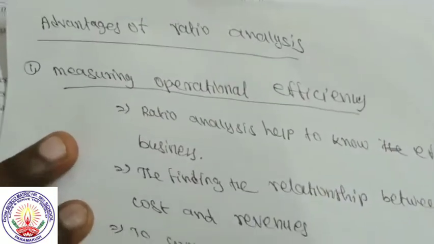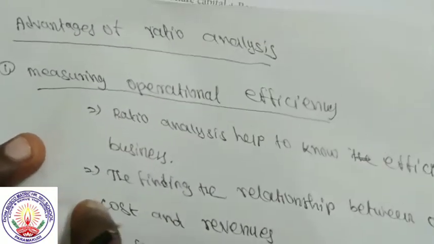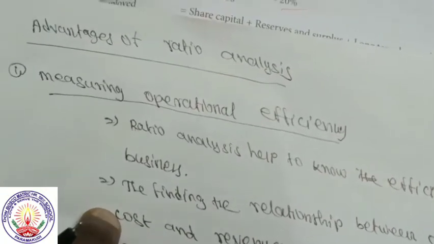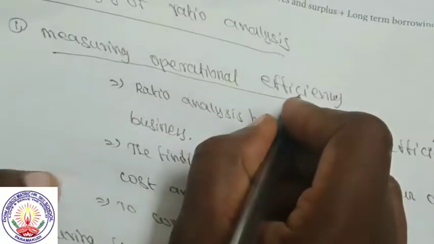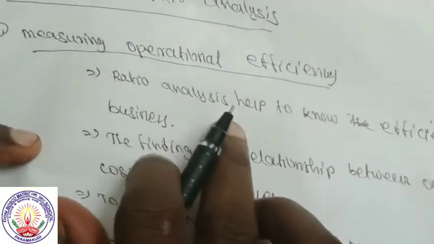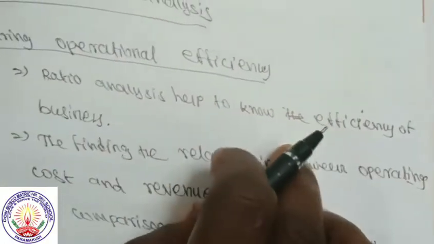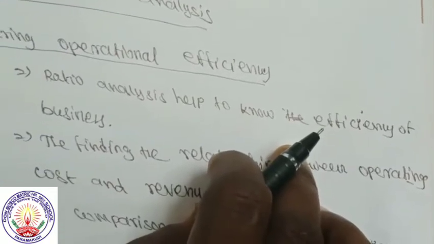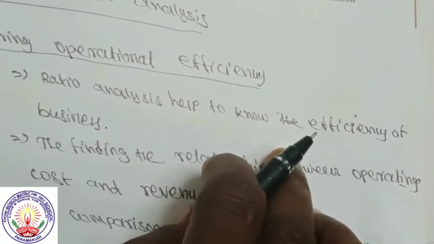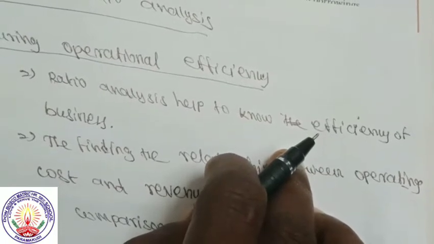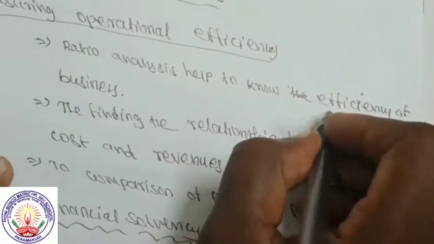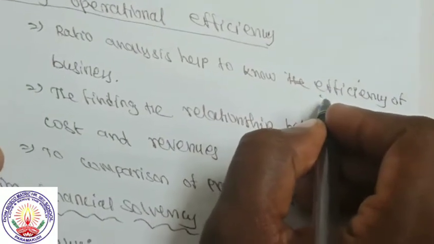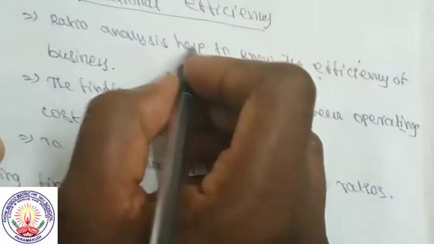First one, measuring operational efficiency. You measure this through ratio analysis. Efficiency means effectively and accurately evaluating a business or any firm. Ratio analysis helps to know the efficiency of the business, whether it is developing at a middle, high or moderate level. With the help of ratio analysis you find out the profit and the loss.